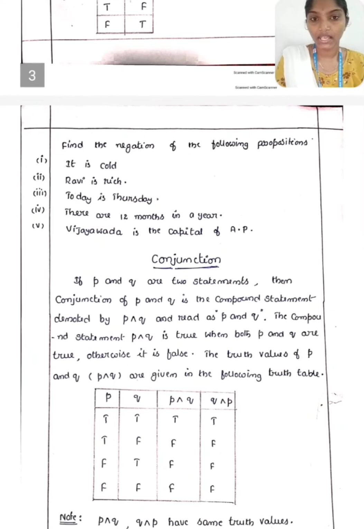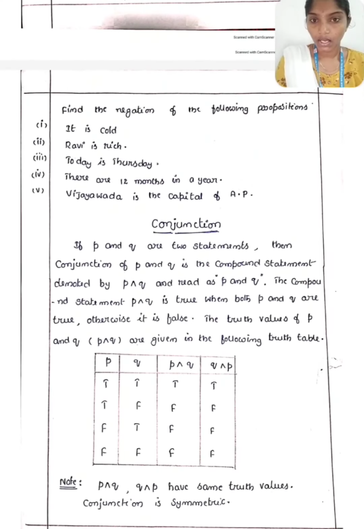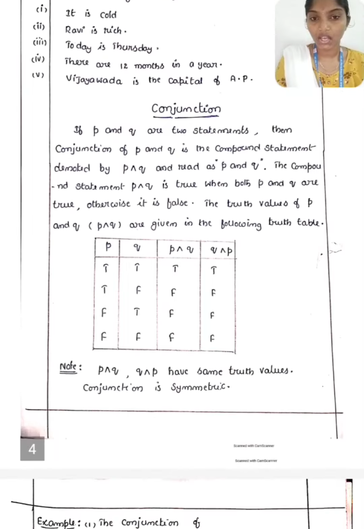Next, find the negation of the following propositions. Ravi is rich. Today is Thursday. There are 12 months in a year. Vijayawada is the capital of AP.